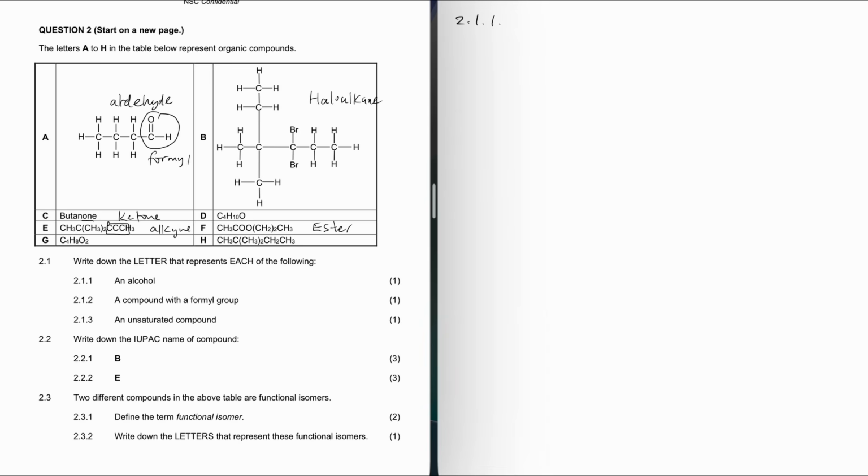G, we have C4H8O2. Now, because of the formula being written like this, it could be a carboxylic acid or it could be an ester. So we're not too sure as yet. And then H, because of the way this is written, you have CH3, C, and then CH3, 2. So this is going to be an alkane.